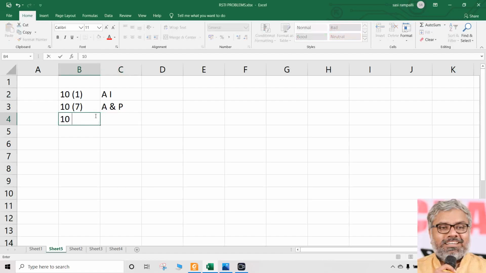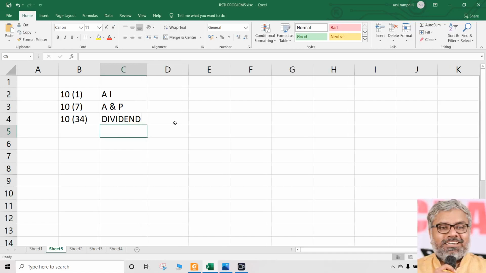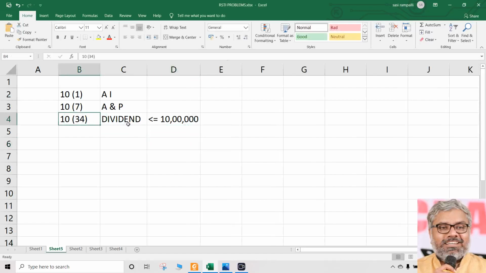Same way, we have to know section 10 subsection 34, which is related to dividend. Dividend received from an Indian company is exempt up to 10 lakh rupees only. So there is a limit here. Dividend is not exempt fully and automatically. Up to 10 lakh rupees in the previous year it is exempt. If it is less than or equal to 10 lakh rupees, then the dividend is exempt under section 10(34).